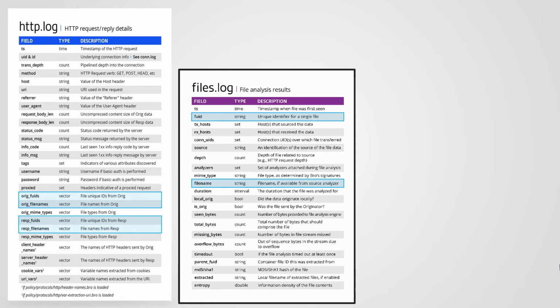The origin and response FUIDs and file names. This indicates the direction in which a file is being moved, whether it's being uploaded or downloaded, and the FUID is directly correlatable to our files.log. Likewise, there are other logs that you can use to cross-correlate, and this is very handy for event correlation and threat hunting.